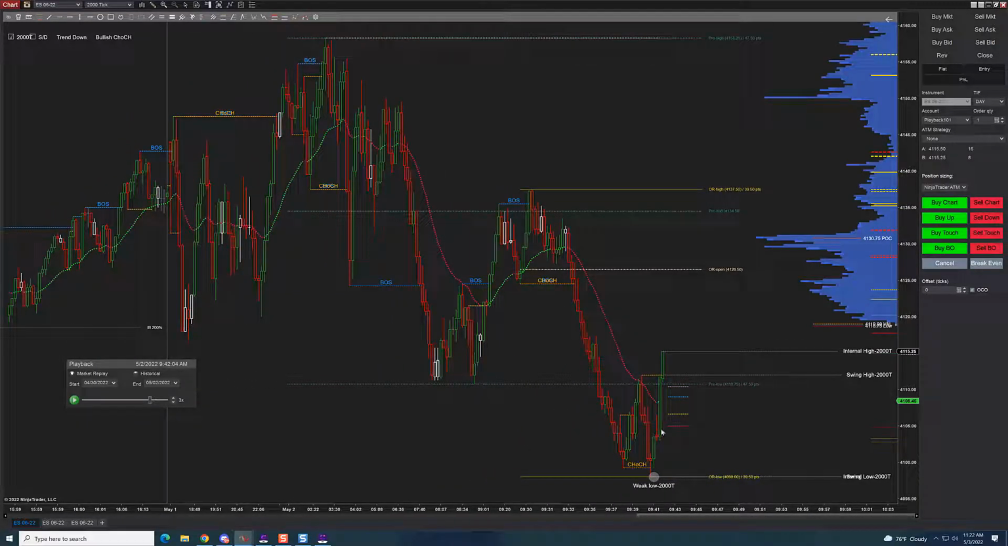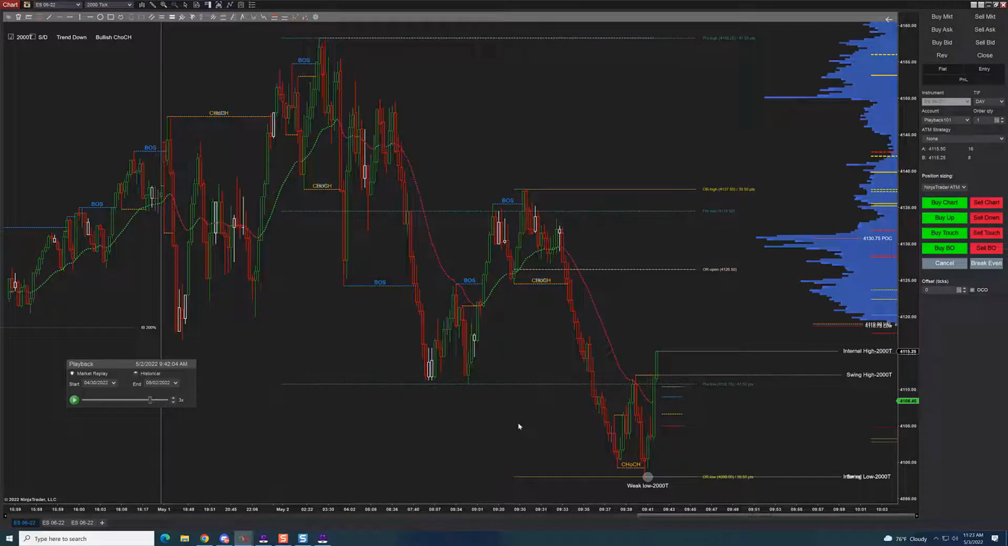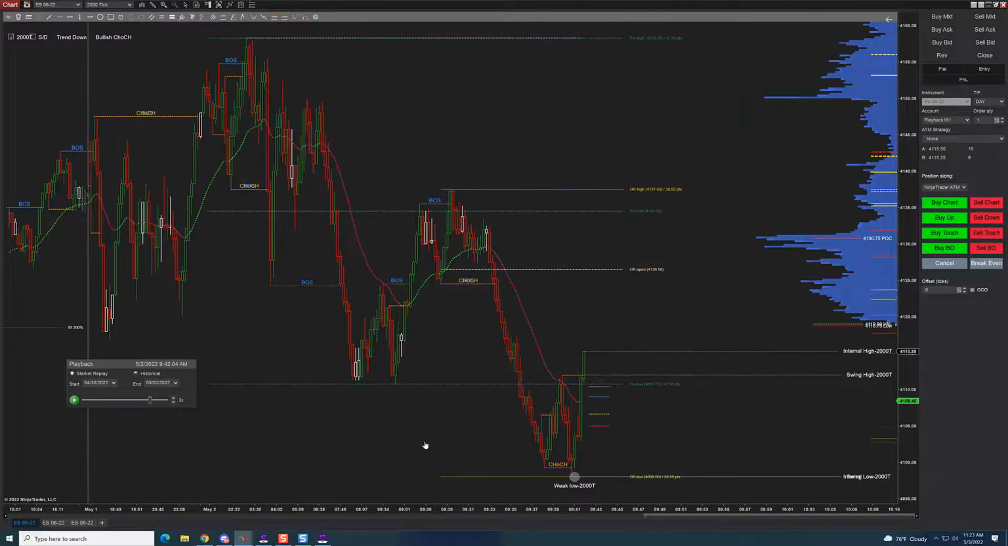The 2000 tick will be close to the 1 minute, but not exact, obviously. And there's, of course, the advantage of tick charts. We remove some of the noise, particularly pre-market. So there are just advantages to it. It's not going to look the same as a 1 minute. It'll be similar. But anyway, to move on here, I'm going to try and do this in market replay.